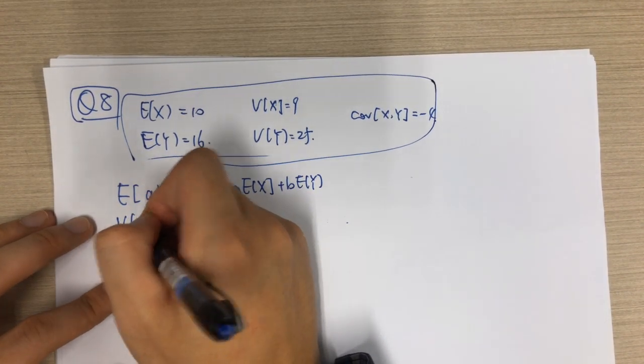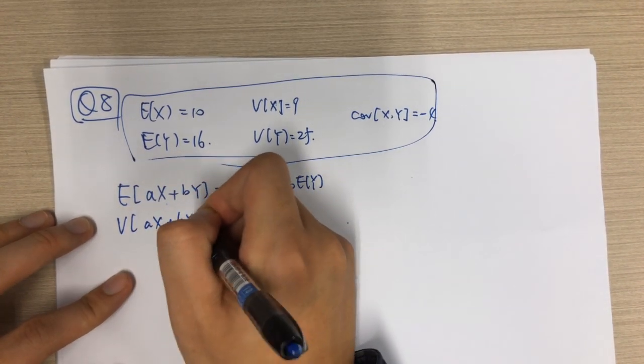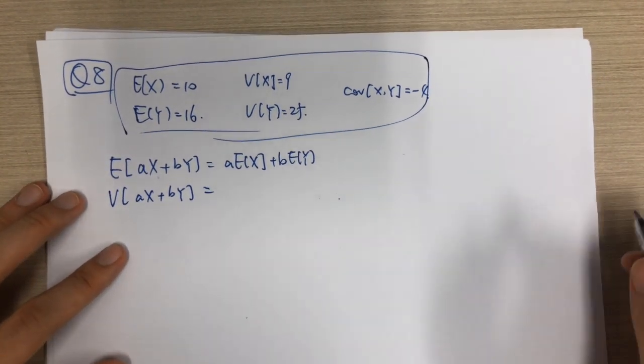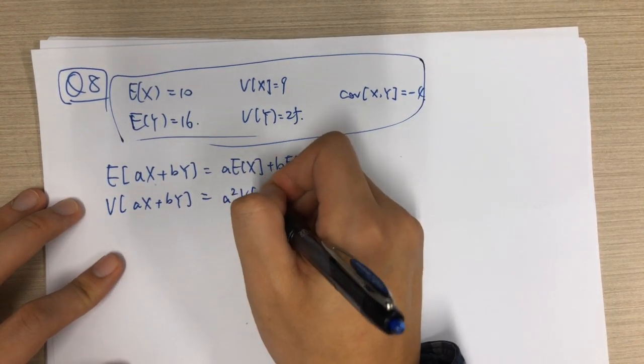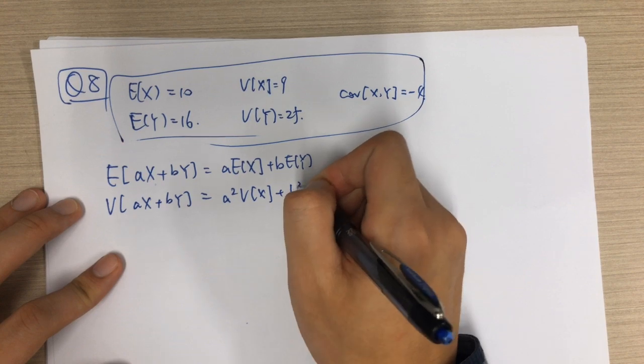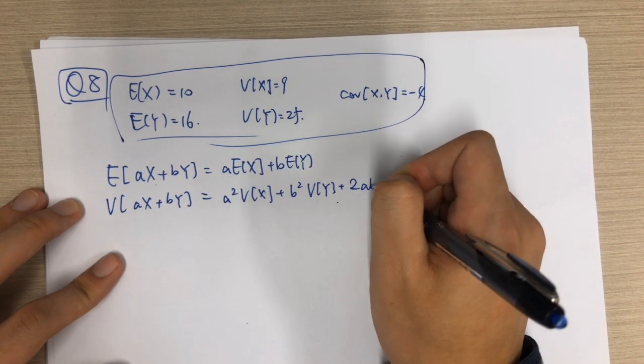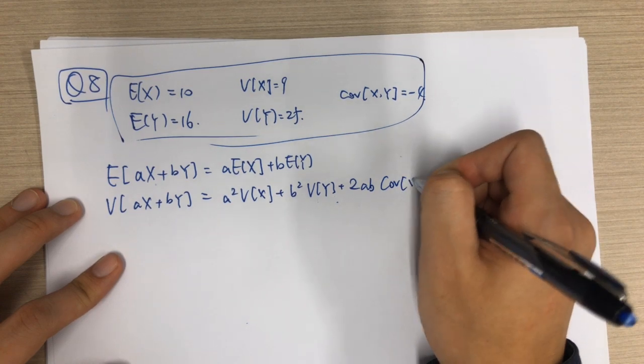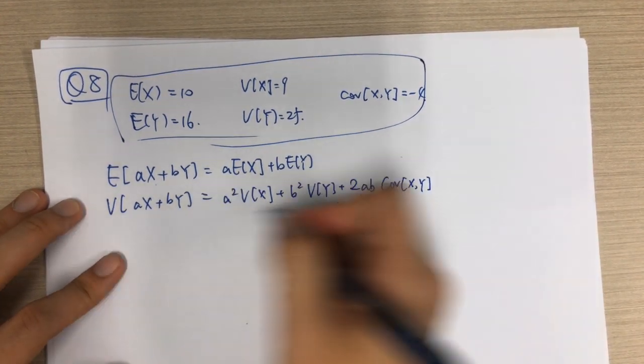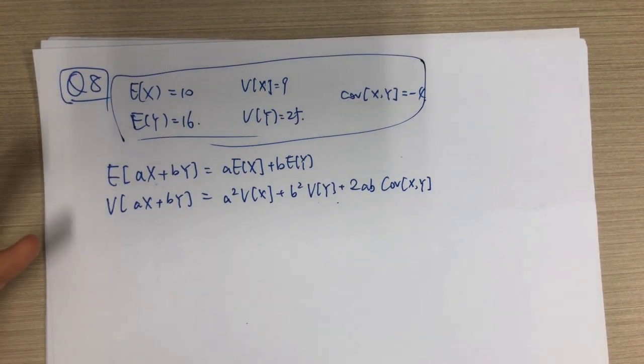And also the variance of ax plus by is calculated to be a squared variance of x plus b squared variance of y plus 2ab covariance between x and y. So this is what you learn from your formula sheet.